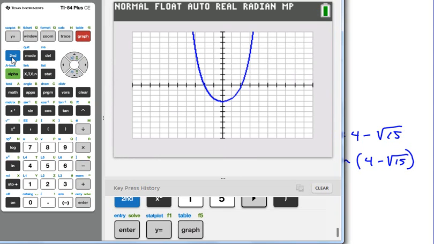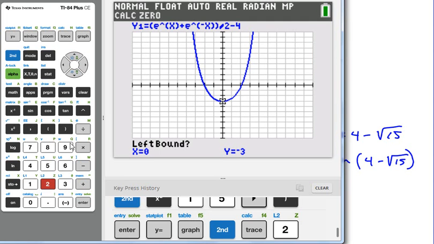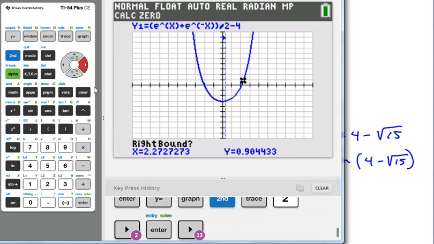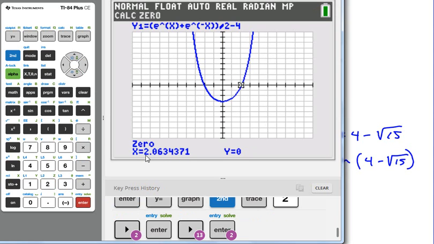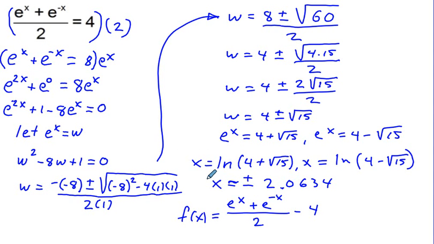I'm going to verify this with second trace, zero. This is left bound. This is right bound now. Tap over to the right side of the x-intercept, press enter twice. We get the same thing, 2.0634. So this is our correct answer.